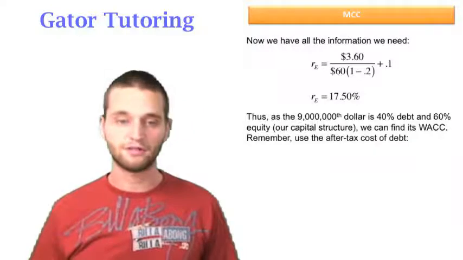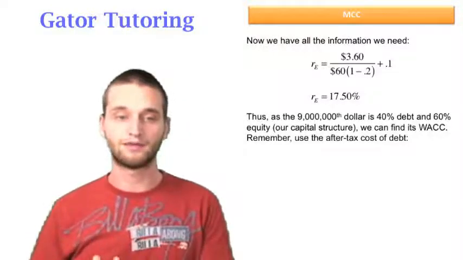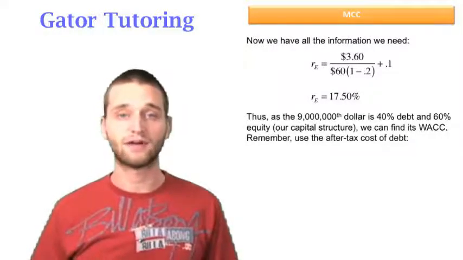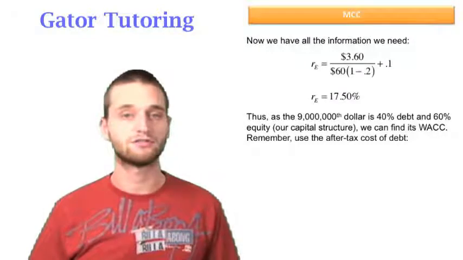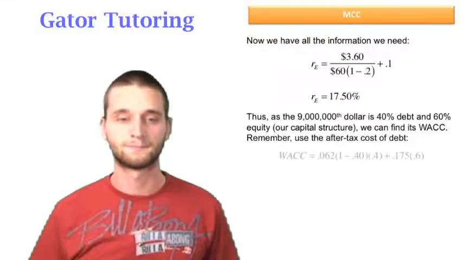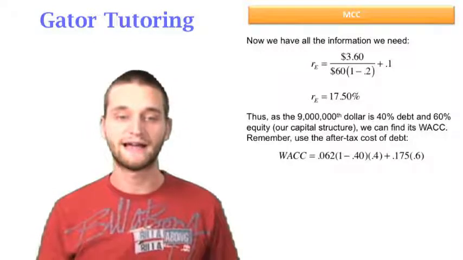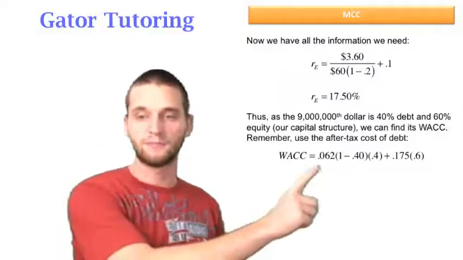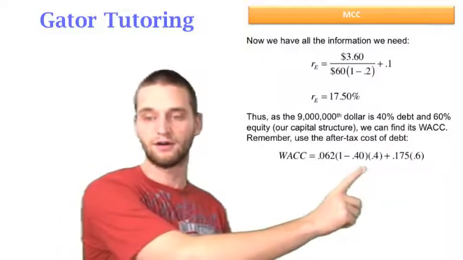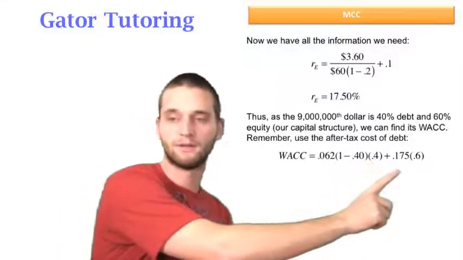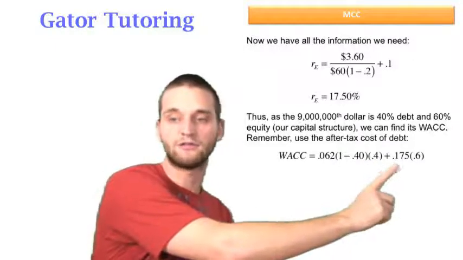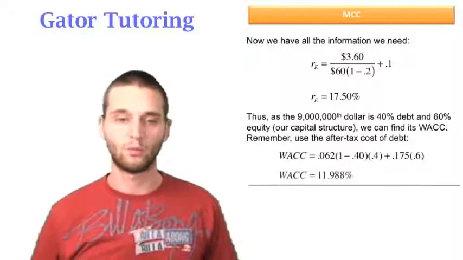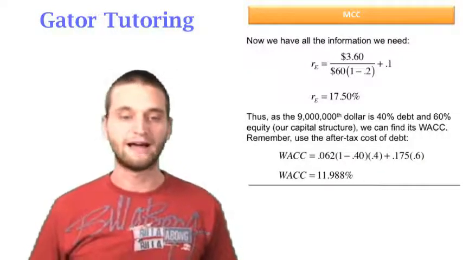Thus, as the 9 millionth dollar is 40% debt and 60% equity, which is just our capital structure, we can find that dollar's weighted average cost of capital. Remember, use the after-tax cost of debt, because we have to include that tax shelter. So the weighted average cost of capital for the 9 millionth dollar is equal to the rate of return on debt, 0.062, times 1 minus the tax rate of 40%, times the weight of debt, which is 40%, plus the return on external equity, 17.5%, times the weight of equity, 60%. We get a weighted average cost of capital of 11.988%.